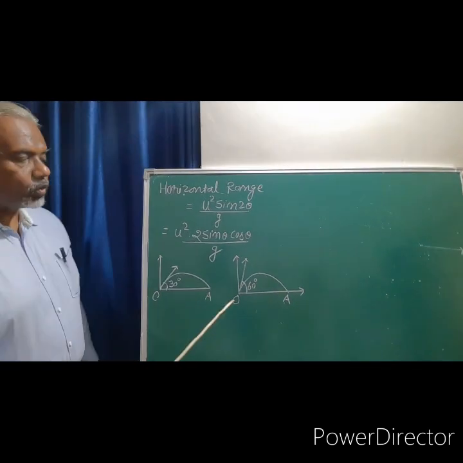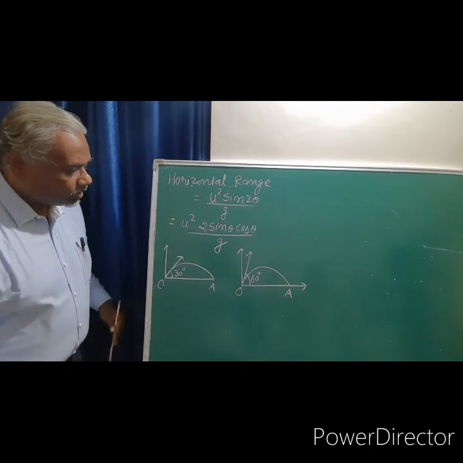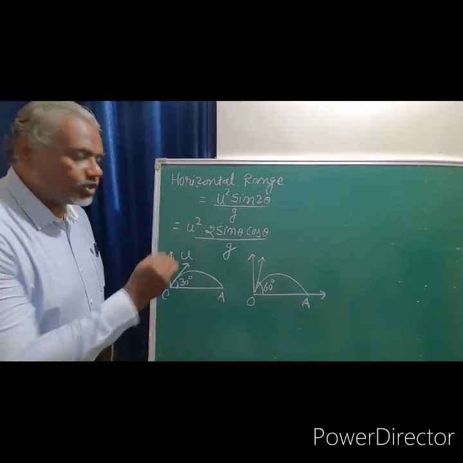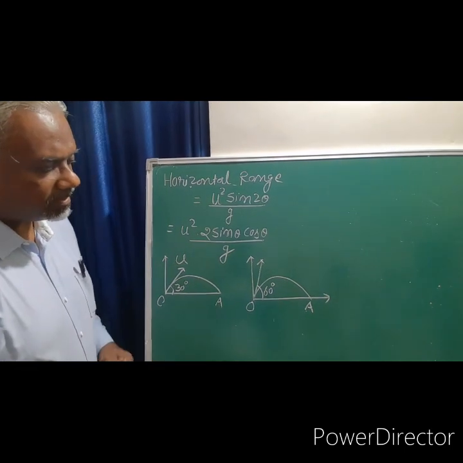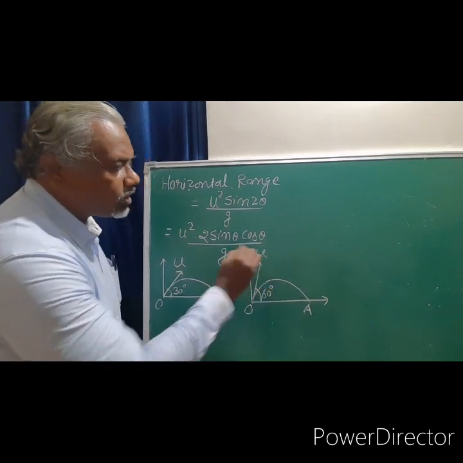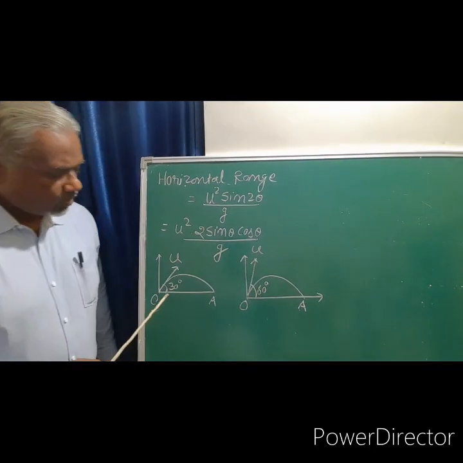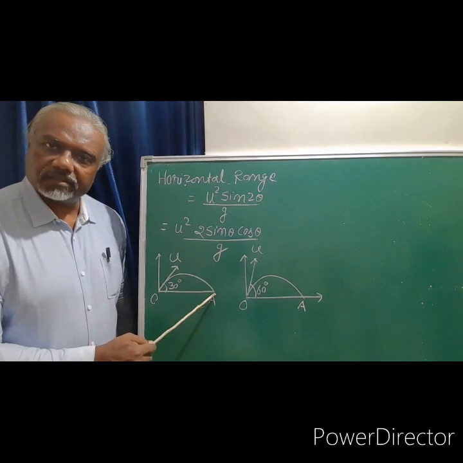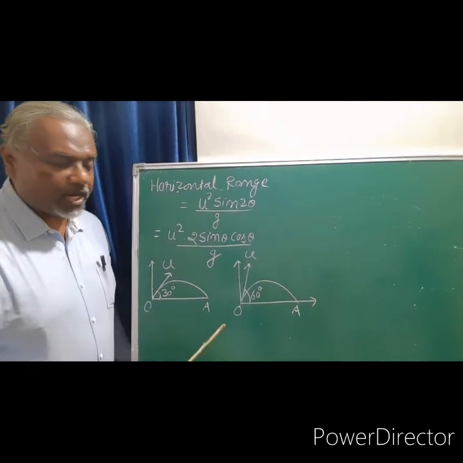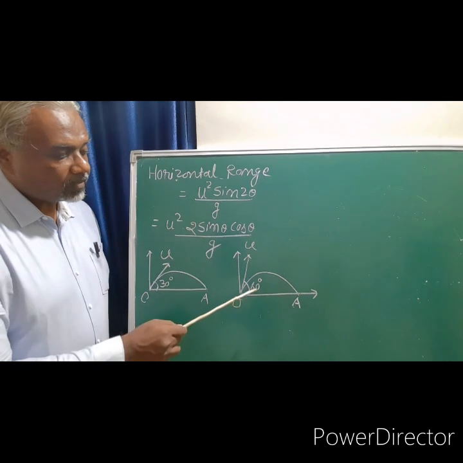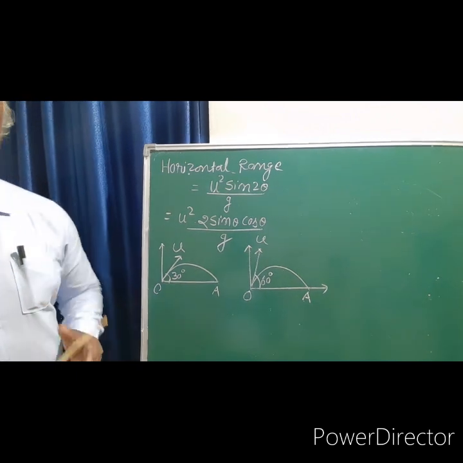Look at these two pictures and think. Here, the object is projected with velocity u at an angle of 30 degrees. The same object is projected with velocity u but at an angle of 60 degrees with the horizontal. What is the range of this projectile? OA. What is the range of this projectile? Same range, OA, even though it has been projected at an angle of 60 degrees. So the horizontal range remains the same.